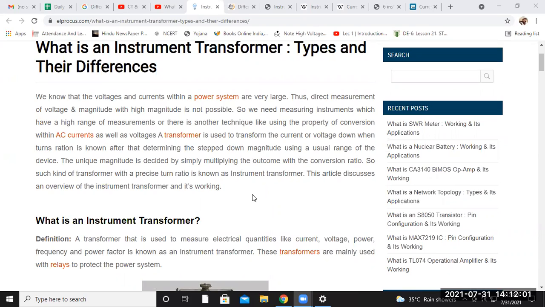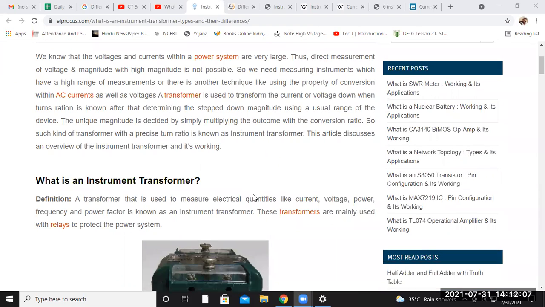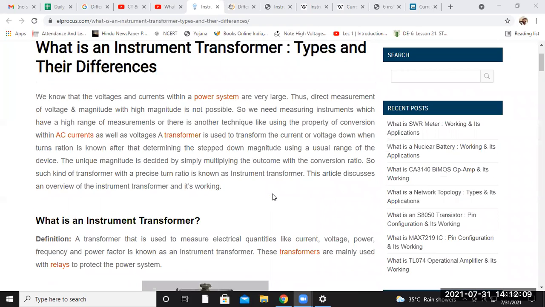Normally, the current transformer measures the current of the high voltage side, and the PT, that is potential transformer, measures the potential or voltage of the high voltage side. So what is normally the first word you have heard about it? Now, what is an instrument transformer?